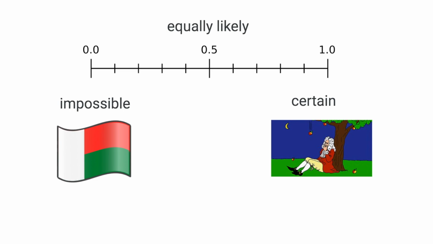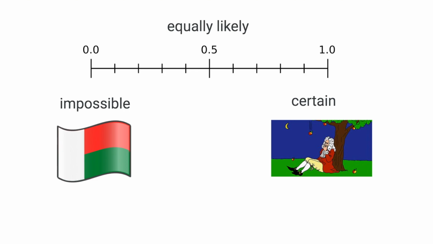So here are two examples for us to think about what it means to be impossible and what it means to be certain. If you have a flag, here's a flag of an African country, Madagascar, and somebody asked you, what's the probability of selecting the color blue in that flag? That probability would be 0. It's impossible. You cannot select the color blue in that flag.